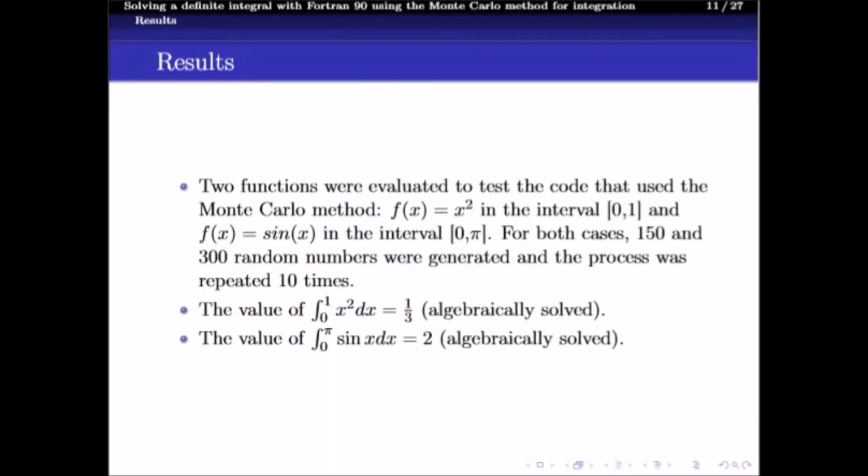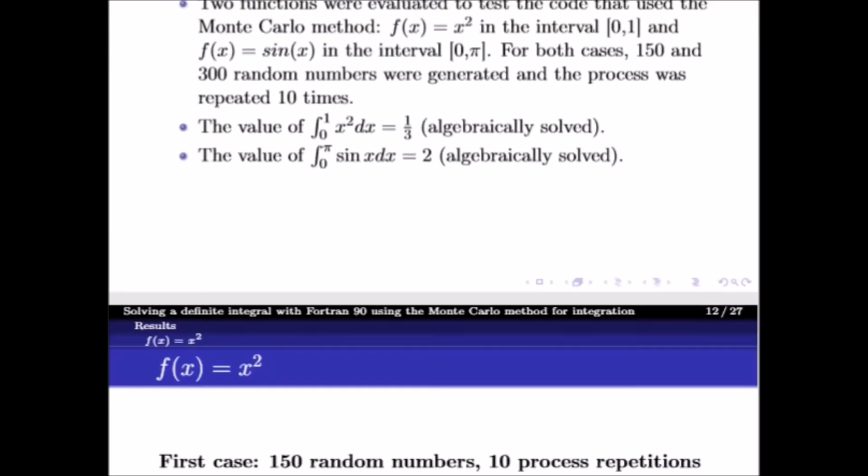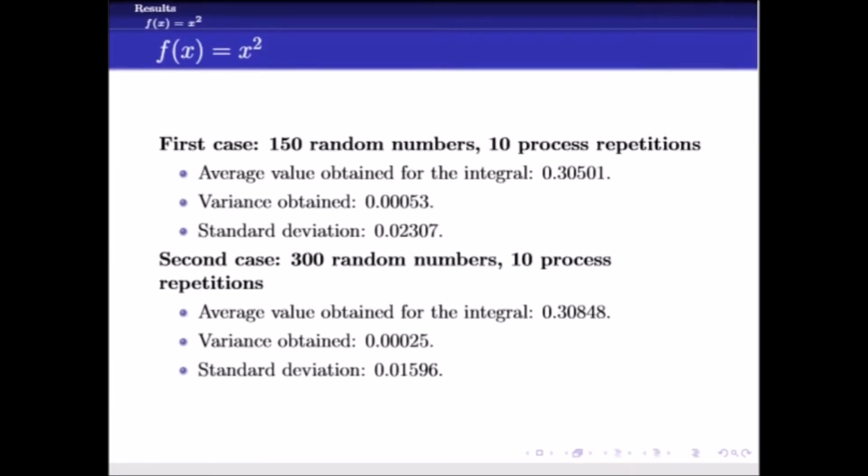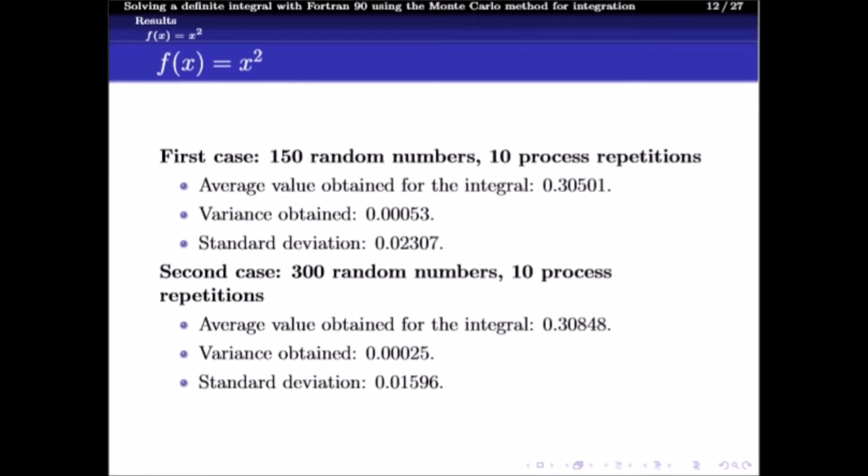To prove the Monte Carlo method, we wanted to evaluate two known functions. The first one, x squared in the interval 0 to 1, and the second one, sin of x in the interval 0 to pi. For both cases, we evaluated 150 random numbers and 300 random numbers and repeated the process 10 times. For the first case, we noticed that the closest value to the expected one is with 300 random numbers. So we expected that if we use more random numbers, then the value of the integral is going to be closer to the expected one.